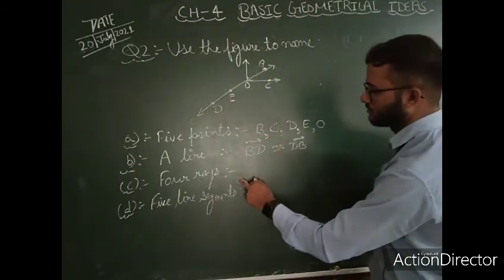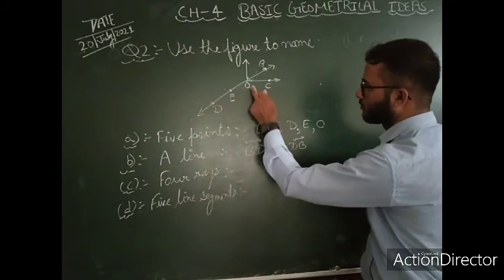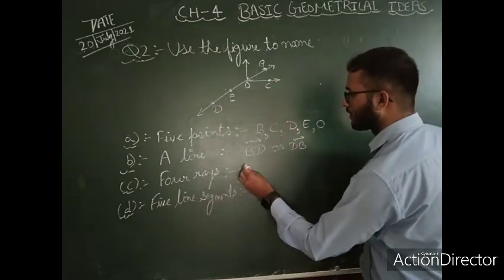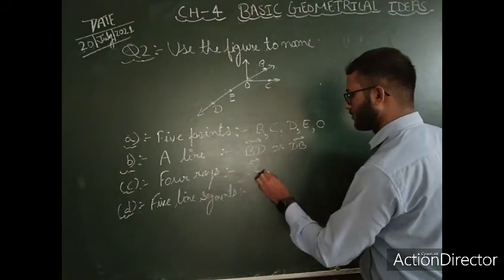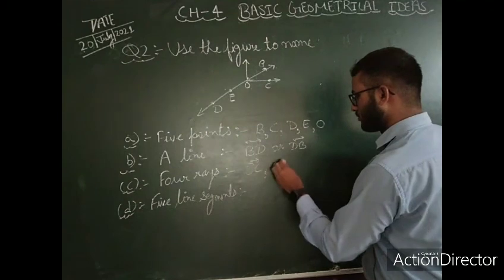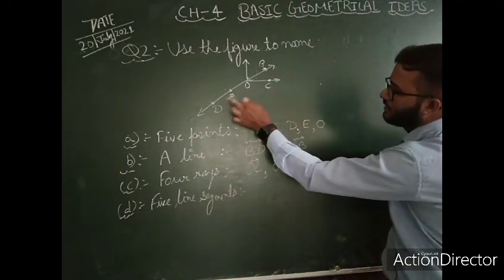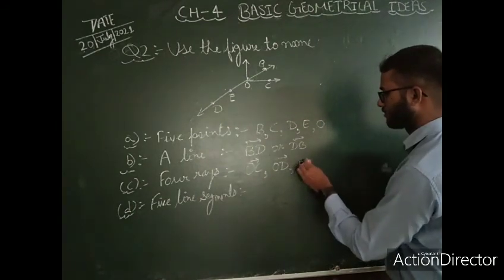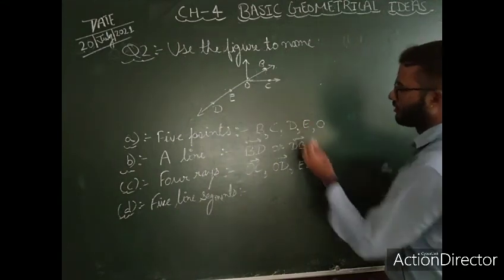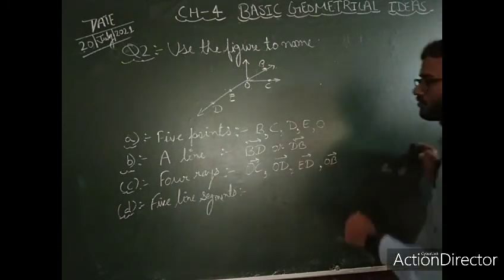Now 4 rays. Start from OC, the ray here. The initial point is O and it moves in one direction to point C. So here we write ray OC, then OD, then ED, and then OB. So these are the 4 rays here.